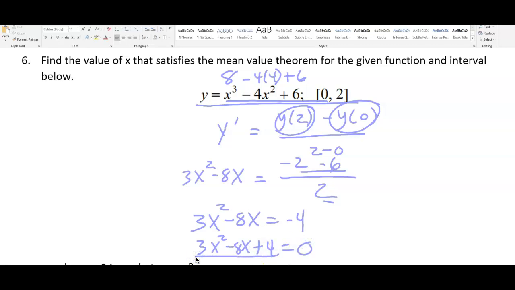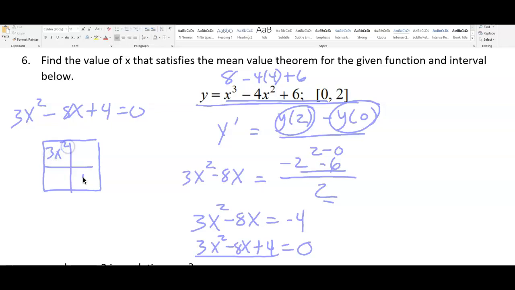And look what we get to do again. We get to do factoring again. So, let's do our little box method thingy here.